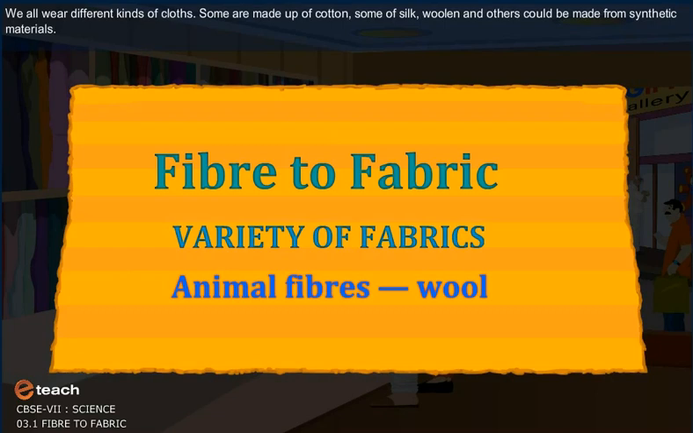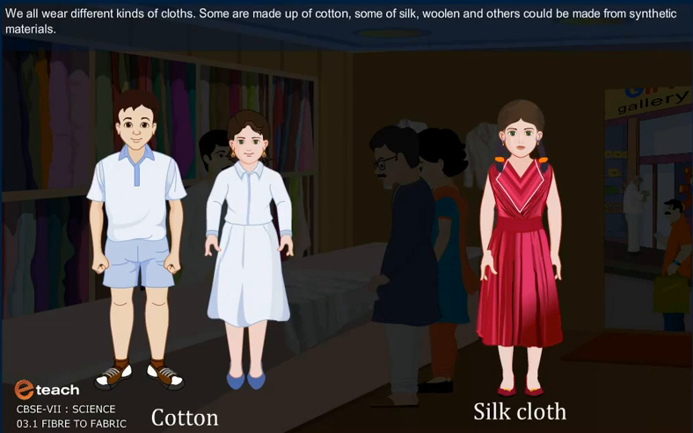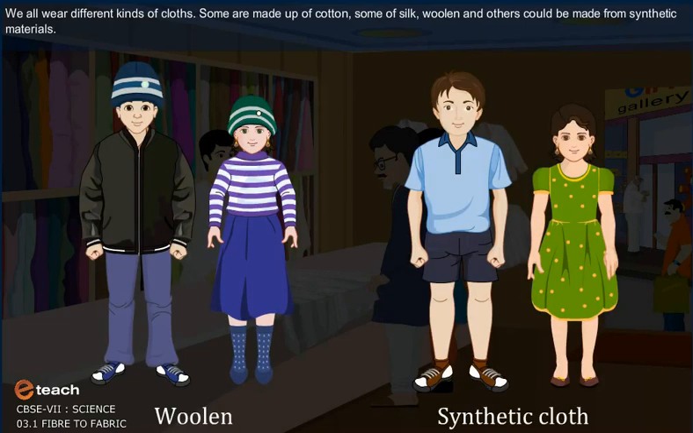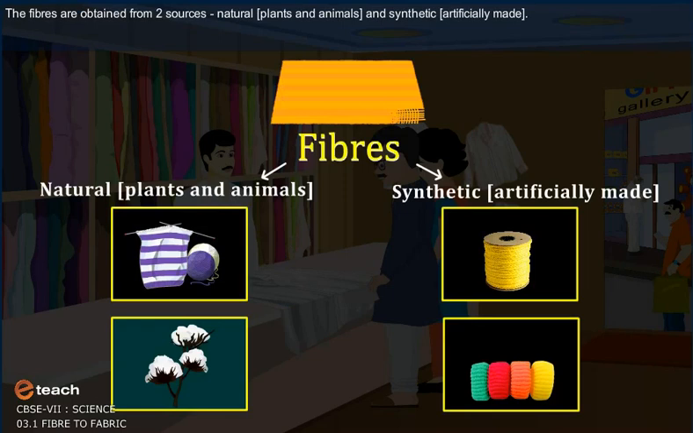We all wear different kinds of clothes. Some are made of cotton, some of silk, woolen, and others could be made from synthetic materials. The fibers are obtained from two sources: natural, plants and animals, and synthetic, artificially made.